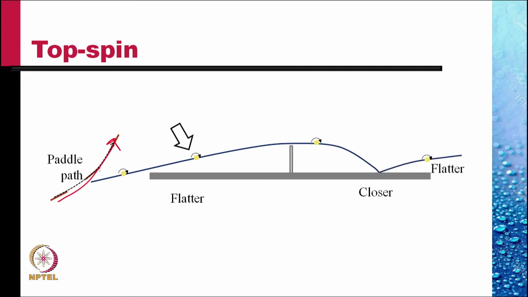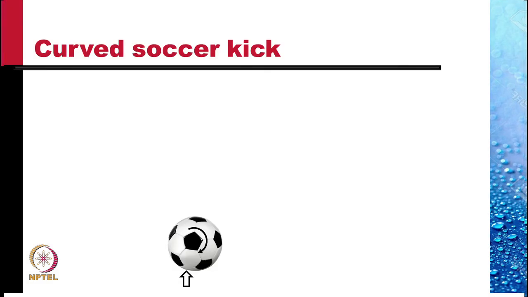On rebound, the trajectory is flatter again because of the topspin, and on a return shot, since the direction of travel of the ball changes, the lift force now is upwards, and that will make the ball pop up. All these are exploited by experienced table tennis players. The same thing is used in tennis. Now let's look at a soccer kick.